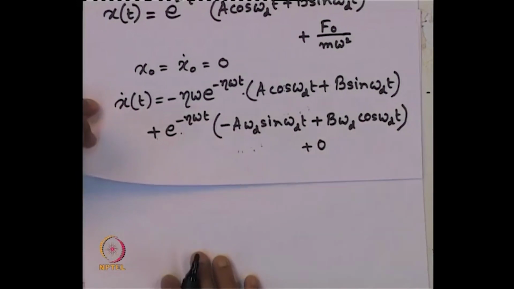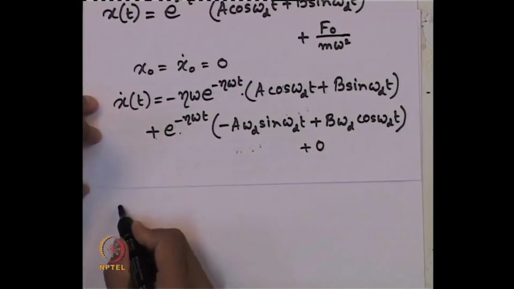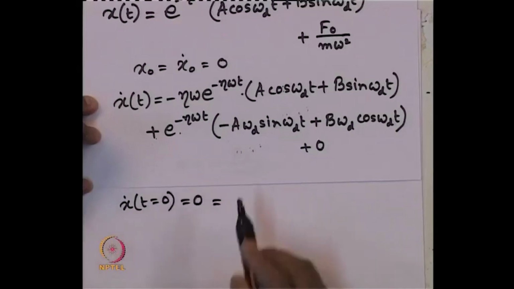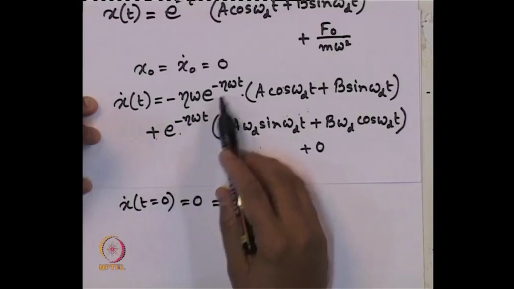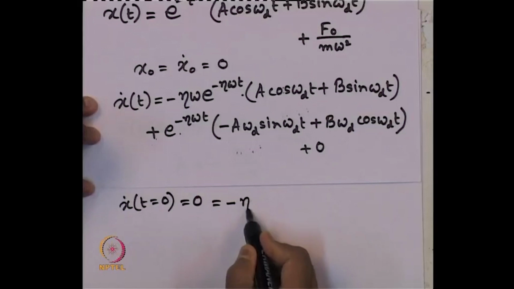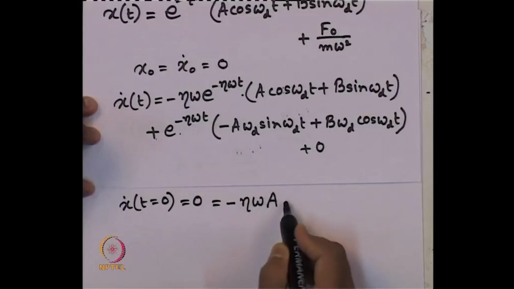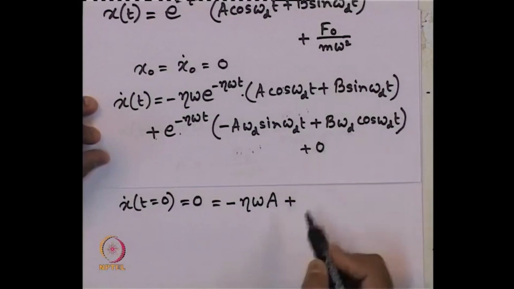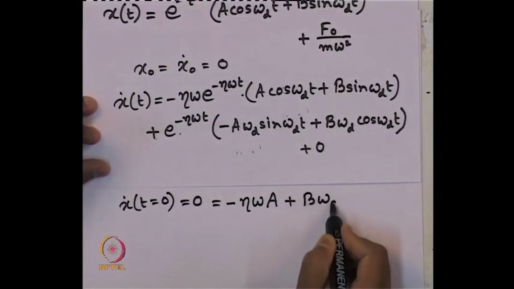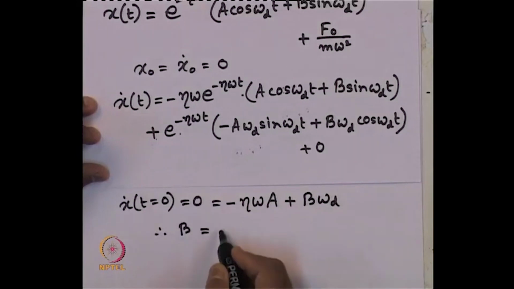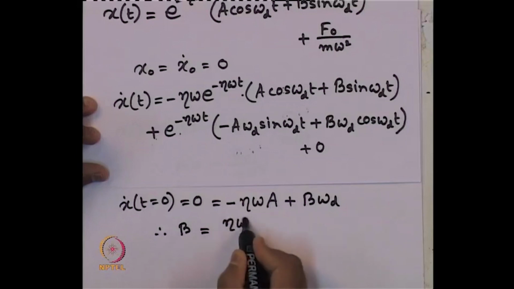Let me put it here, so that we can follow. Yes, x dot at t equals 0 is 0, given to us. By putting t equals 0, how much are we getting? Minus eta omega A plus, from this, how much do we get? This remains, so B omega d. Therefore, B works out to be eta omega A by omega d.